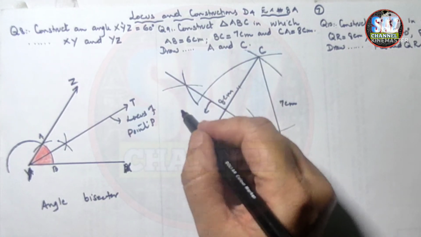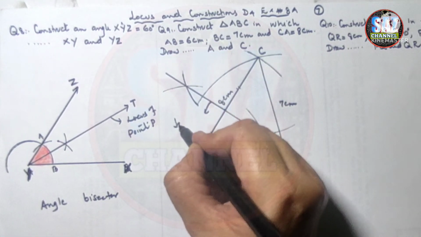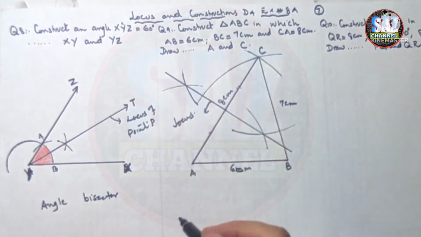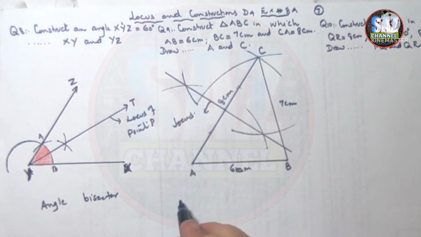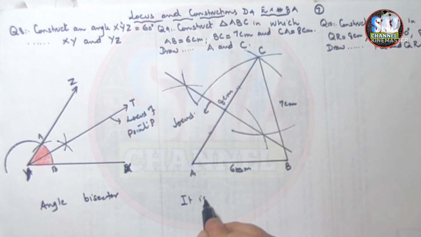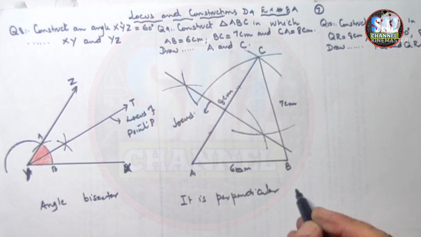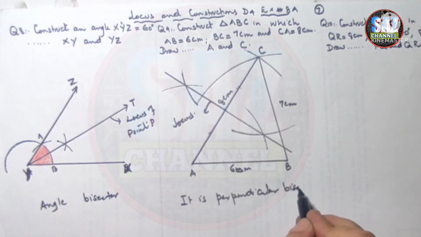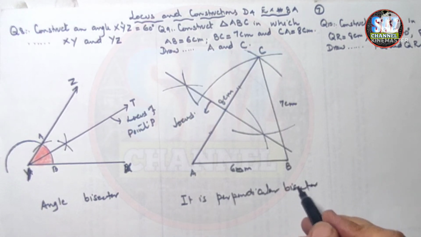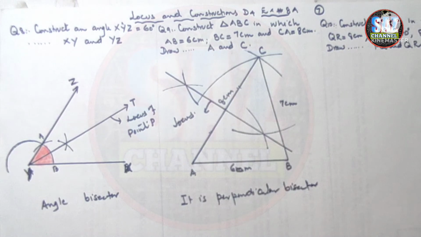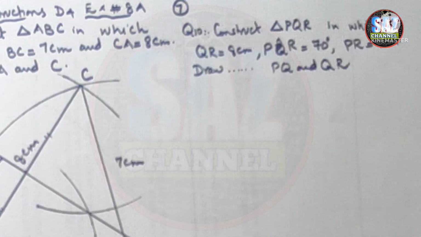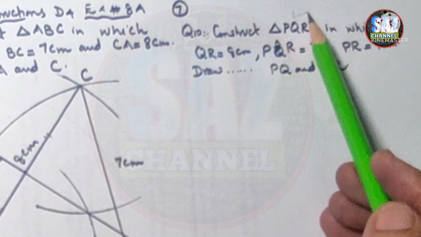Okay, and what locus is this? It is the perpendicular bisector. Okay, moving to the next question.